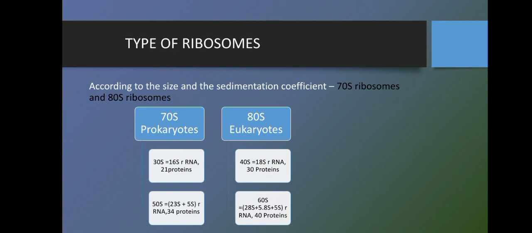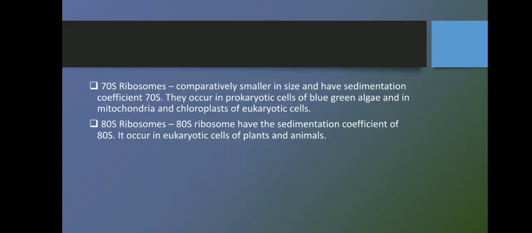And according to the size and the sedimentation coefficient, there will be two types of ribosomes, 17S and 18S ribosomes. 17S ribosomes are found in prokaryotes and the 18S ribosome is found in eukaryotes. 17S ribosomes are smaller in size and have a sedimentation coefficient of 17S, and they occur in the prokaryotic cells of the blue-green algae and in the mitochondria and the chloroplast of eukaryotic cells. And the 18S ribosomes have the sedimentation coefficient of 18S and these occur in the eukaryotic cells of plants and animals.